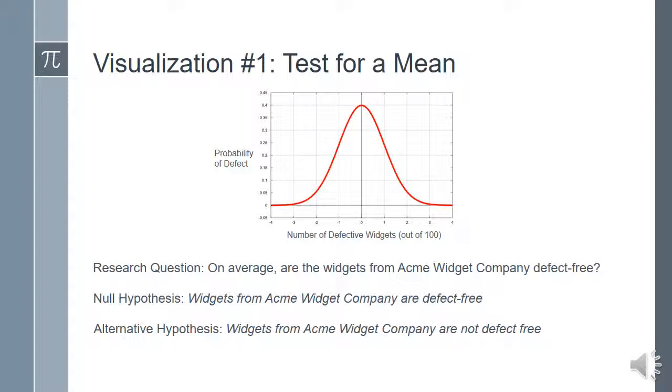Now, our first visualization will be the test for a mean. Our research question was posted that on average, are widgets from Acme Widget Company defect free? We first have to develop our null hypothesis, and in this instance, it would be widgets from Acme Widget Company are defect free. The rationale for this is in developing your null hypothesis, it has to be falsifiable and ideally set up to be rejected to support an alternative hypothesis. In this case, our alternative hypothesis is that widgets from Acme Widget Company are not defect-free.